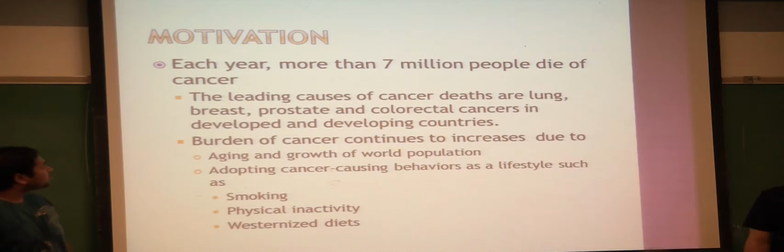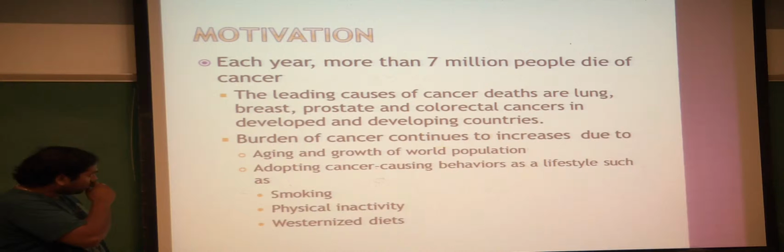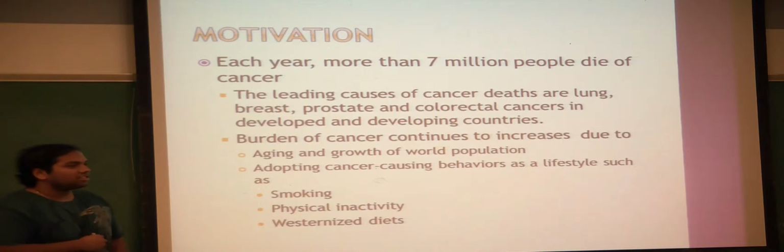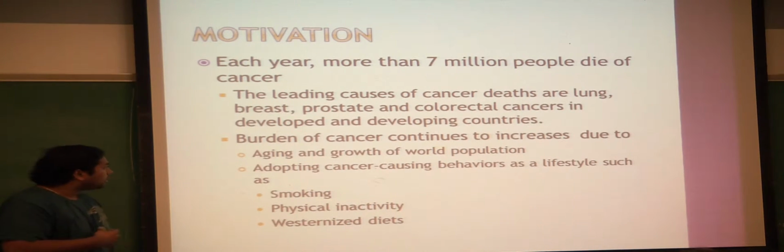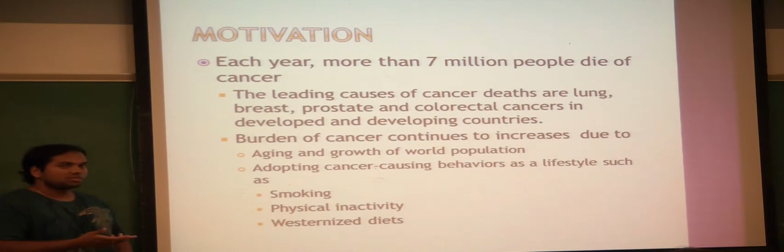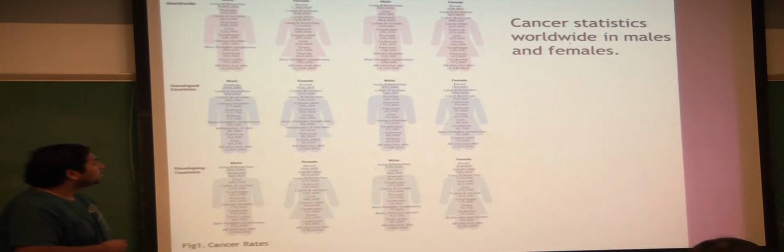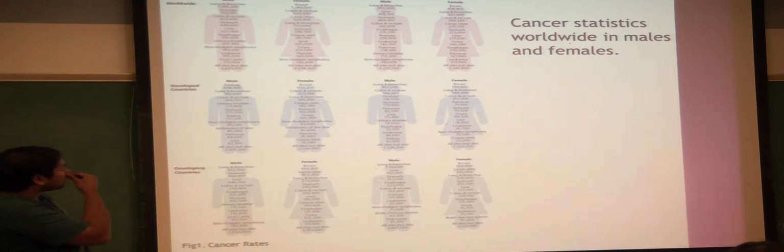Alright, so each year there are about 7 million people dying of cancer. And leading causes of cancer deaths are lung, breast, prostate, and colorectal cancers in developed and developing countries. And the burden of cancer continues to increase because of aging and the world population growing. And people also adopt cancer-causing behaviors, such as smoking, physical inactivity, and westernized diets. And these are the data that show the male and female cancer rates and also the cancer deaths per year in developing and developed countries as well as worldwide.